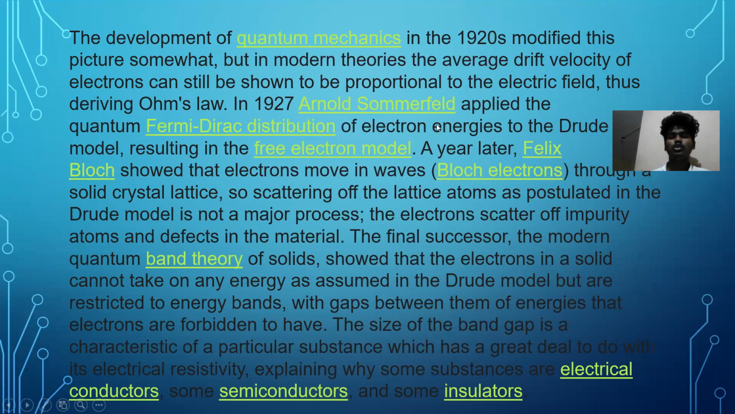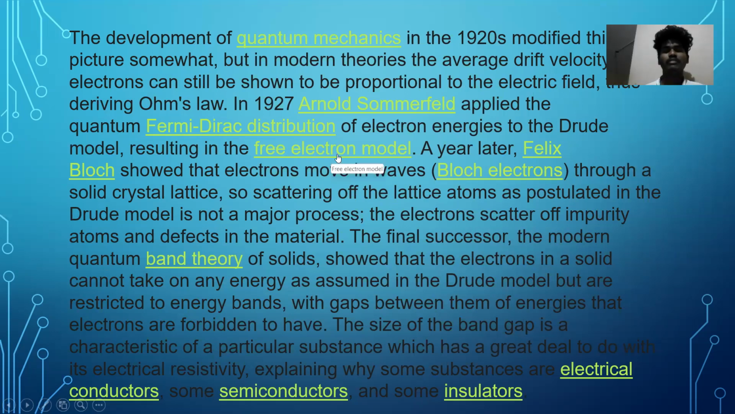In 1927, Arnold Sommerfeld applied the quantum Fermi-Dirac distribution of electron energies to the Drude model, resulting in the free electron model. A year later, Felix Bloch showed that electrons move in waves, Bloch electrons, through a solid crystal lattice, so scattering of the lattice atoms as postulated in the Drude model is not a major process. The electrons scatter off impurities and atomic defects in the material.